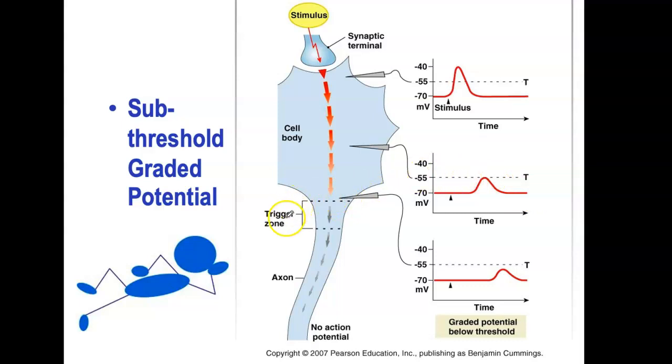But remember, the trigger zone or the axon hillock is a very important location. And if I measure right before that region, I would see that that little bit of depolarization that's happening is not sufficient because it has not reached the -55 threshold. So we say that that graded potential is below threshold, and there will be no action potential happening right there. So my little stick guy is just relaxed here. Nothing's happening. But there was a stimulus. It just wasn't strong enough for it actually to be propagated.